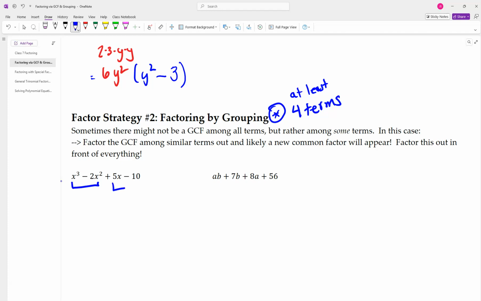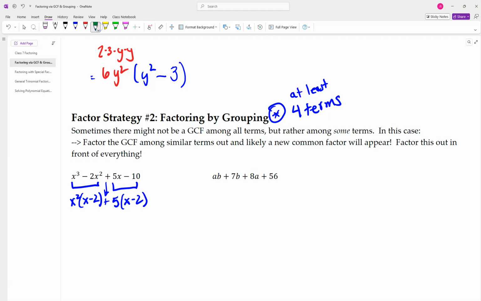So I'm going to chunk the first two, chunk the last two, and I look at those first two and I see they both have an x squared in common. These second two, they both have a 5 in common. And so when I do the greatest common factoring method among these first two, right, take out an x squared, I'm left with x minus 2. Inherit the sign, that follows down. And then out of these second two, 5x minus 10, take a 5 out of each of these, I'd be left with an x and another minus 2.